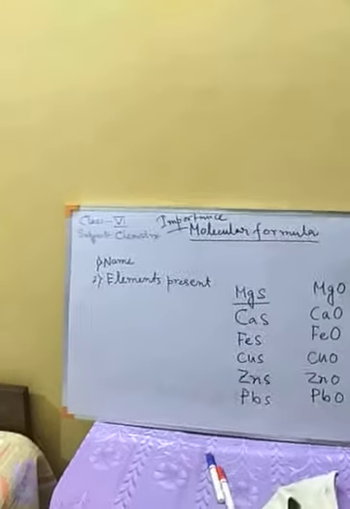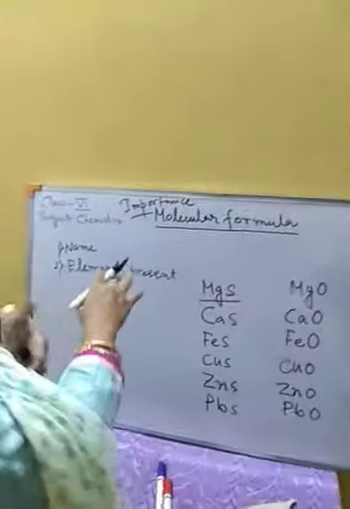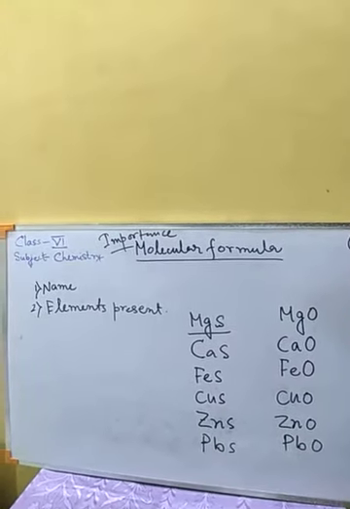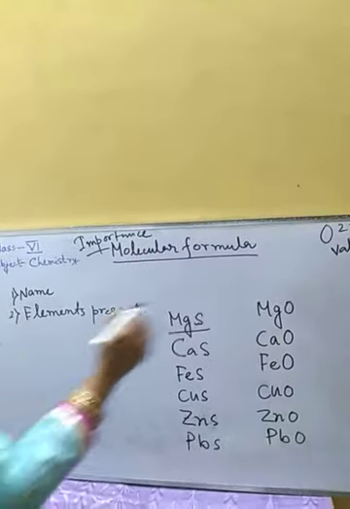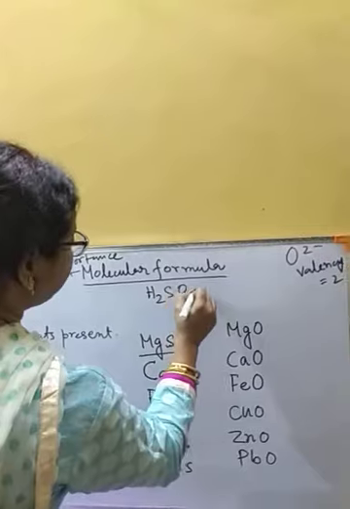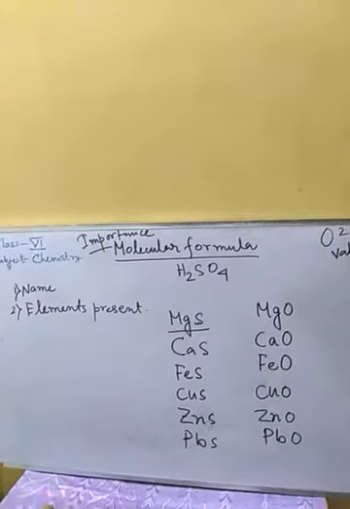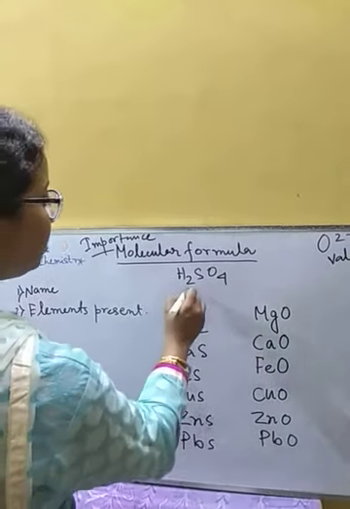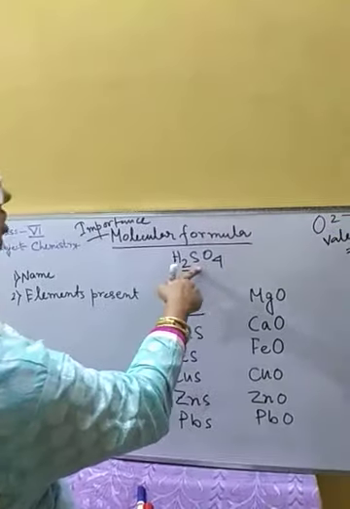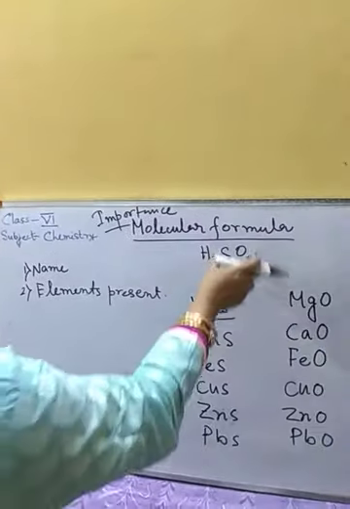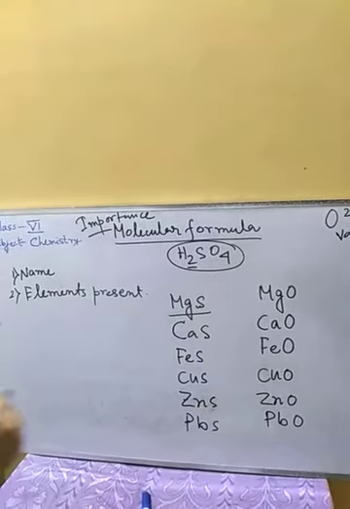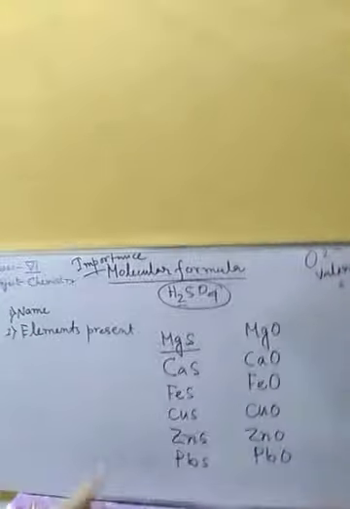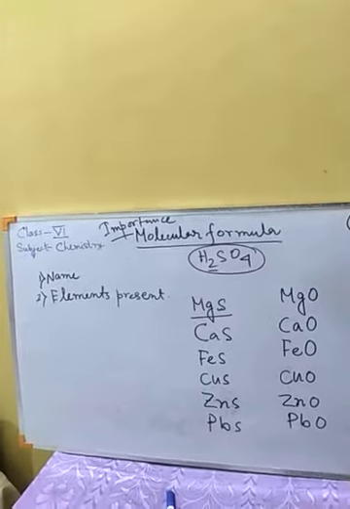Number of atoms of each element also can be understood from the molecular formula. Like if we write H2SO4, here how many hydrogen, how many sulfur, how many oxygen atoms are present, that we can understand from this molecular formula. Here 2 hydrogen atoms, 1 sulfur atom and 4 oxygen atoms are present. So this information we can get from the molecular formula of sulfuric acid. Okay, and accordingly for different substances we can get different information.